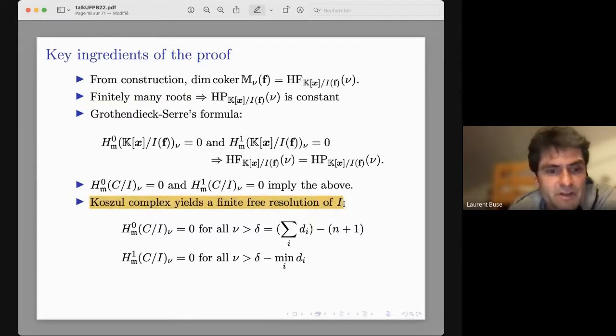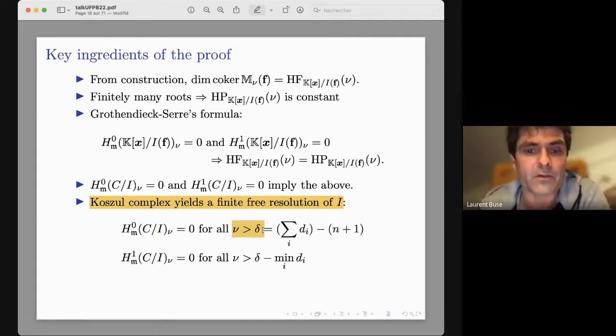It's a complete intersection because you are in the generic situation. So to estimate the vanishing of this local cohomology, you can use the Koszul complex. So you can use the classical spectral sequences, and then you reach these two conditions. The first, the H0m local cohomology module, vanishes exactly when nu is greater than this critical degree. So this is what we have in the theorem, actually.